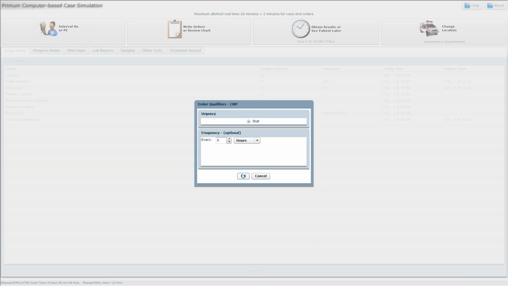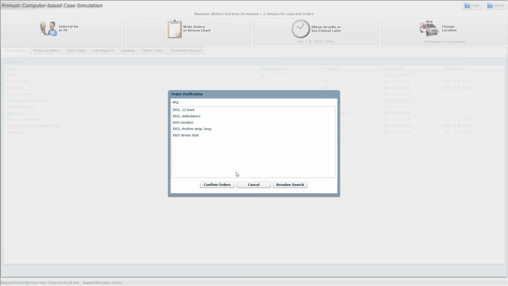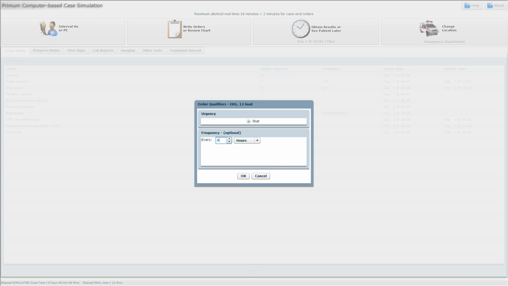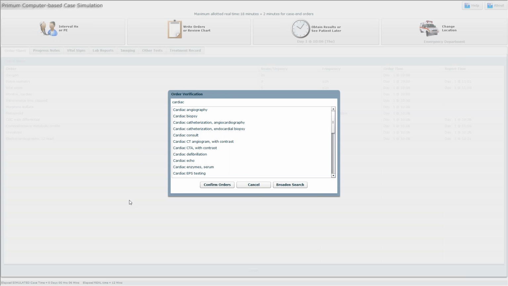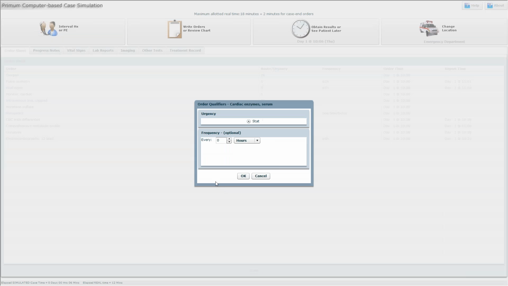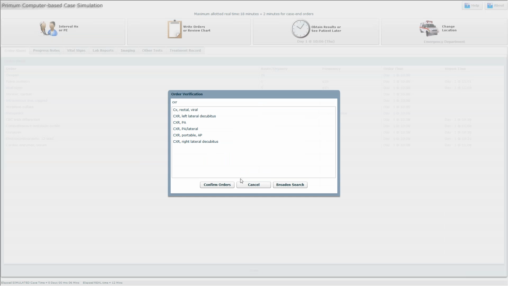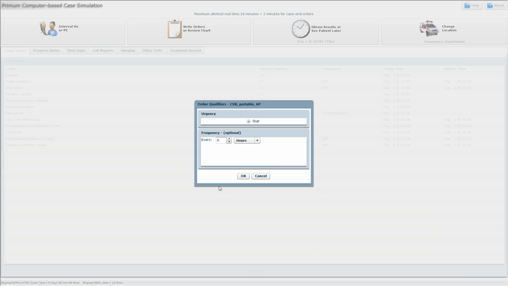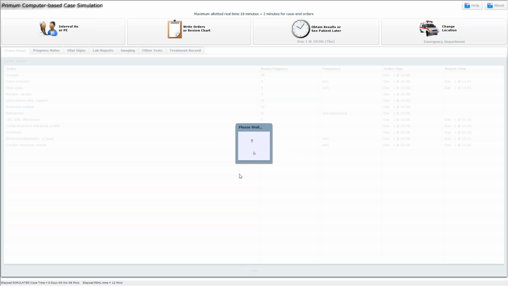Routine orders don't need a frequency unless you have a specific case like ITP where you want to check CBC every 4 hours. So I just put one time. EKG, and since I'm suspecting an MI, I want a serial EKG. Cardiac enzymes. Since I'm suspecting an MI, I want serial cardiac enzymes. Chest x-ray. Since I'm suspecting the etiology is related to chest pain, I want one chest x-ray to find out whether there's pneumonia or a widened mediastinum, etc.